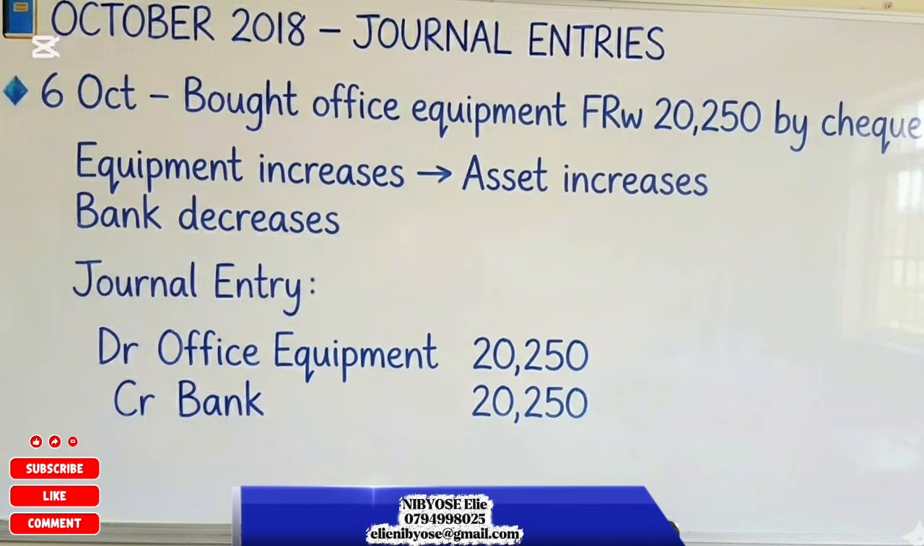We are going to credit bank account by 20,250, because the bank here is an asset, but it is decreasing, and the asset decreases when credited.